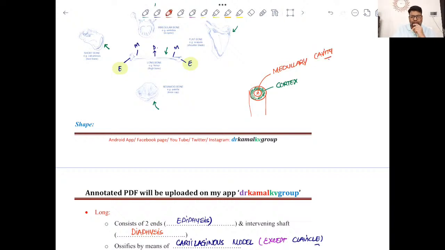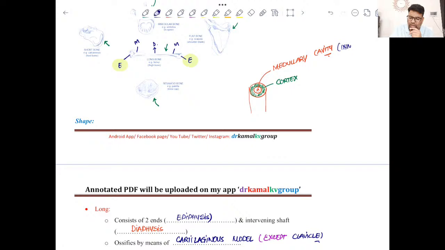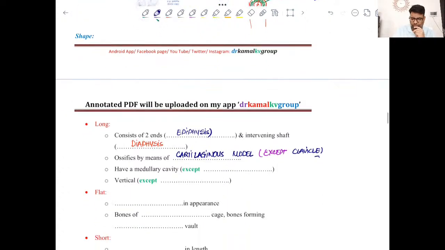Clear? So if you cut a long bone, you will see the outer cortex and the inner medullary cavity. So this is inner and this is outer. This is a usual feature of all long bones. All long bones have a medullary cavity, and again the exception here is the clavicle.